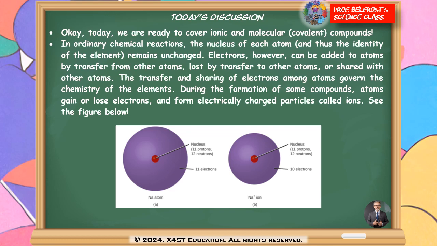During the formation of some compounds, atoms gain or lose electrons and form electrically charged particles called ions. Please see the figure below. This is the natrium, the sodium atom, and the sodium ion. Okay, so you see that the sodium plus ion, it means that it is positively charged by one charge. It means that it has lost one electron, and now the atom consists of more protons than electrons. Then it will be positively charged.